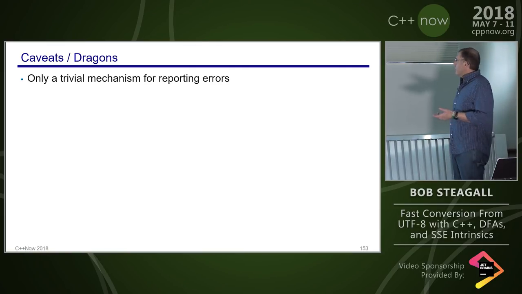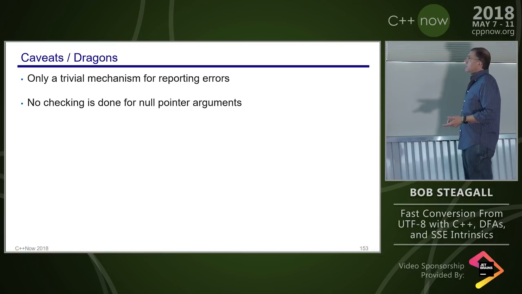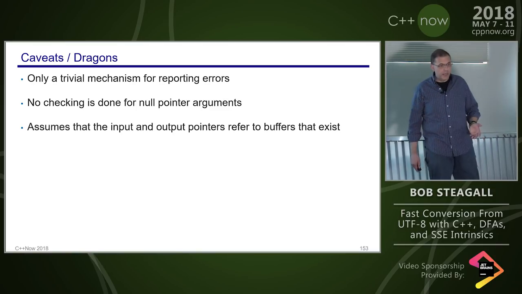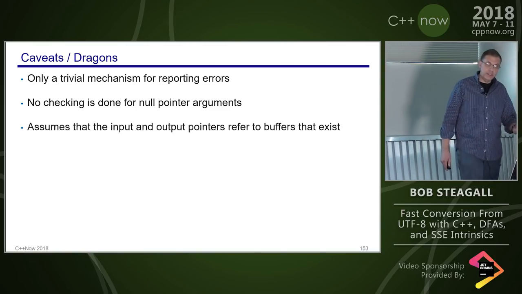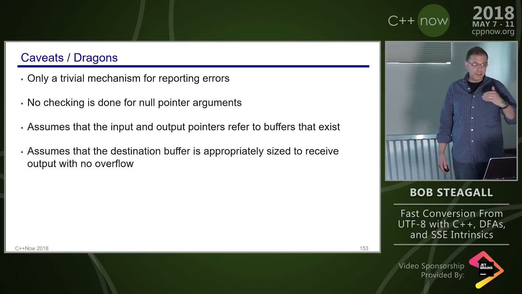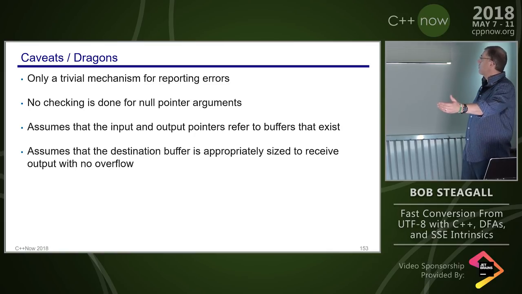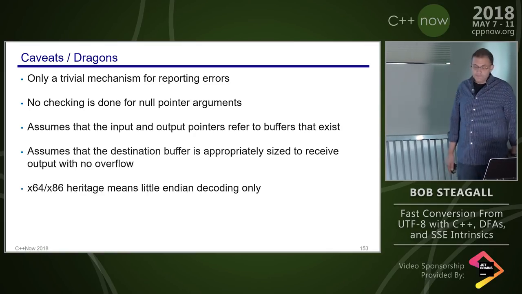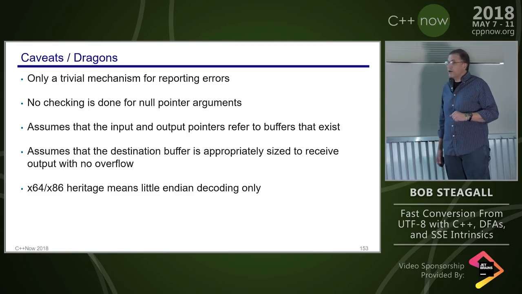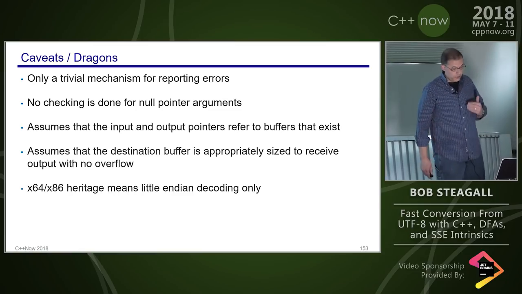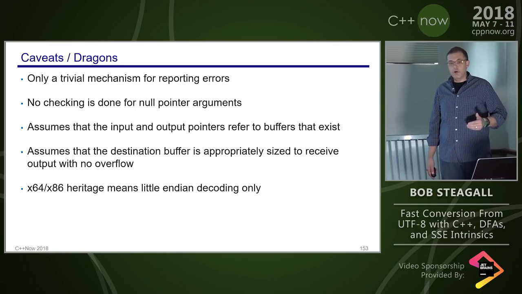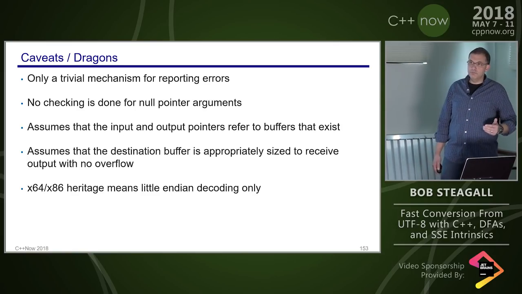So there's only a trivial mechanism at the moment for reporting errors. I'm not doing any checking for null pointer arguments. I'm assuming that my input and output pointers refer to buffers that really exist. I'm assuming that my destination buffer is big enough to receive all of the characters or code points I'm going to write into it, with no overflow. The fact that I'm using SSE, and this has an Intel heritage, means that my output currently is little endian decoding only. And there are officially defined little endian and big endian UTF representations.